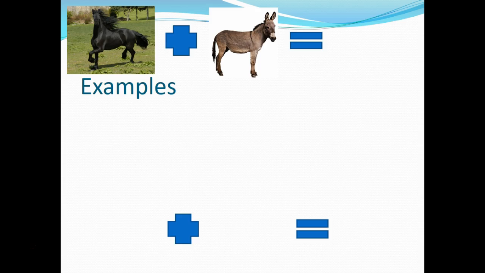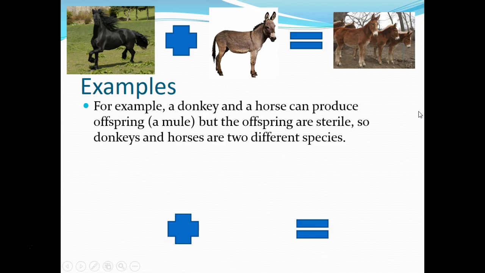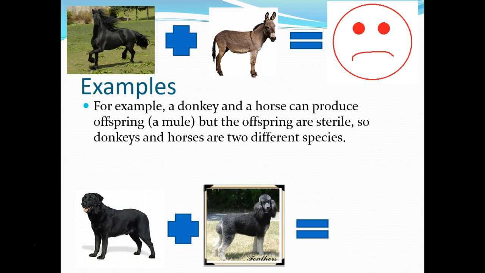So here's an example that you're probably aware of. A horse can mate and will mate with a donkey, and you know what you get. You get a mule. Mules, however, are sterile. They cannot reproduce. If you have a male mule and you mate it with a female mule, nothing happens. You don't get any baby mules. The only way you get more baby mules is to mate another horse with another donkey. So that shows you have two different species there. The horse and the donkey are two separate species because they do not produce fertile offspring.